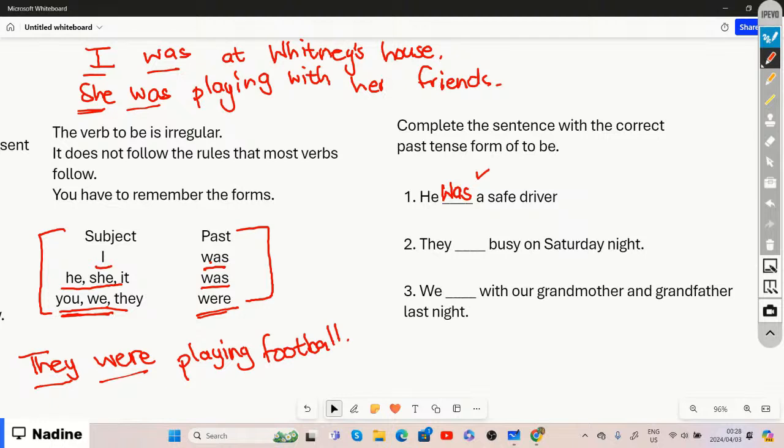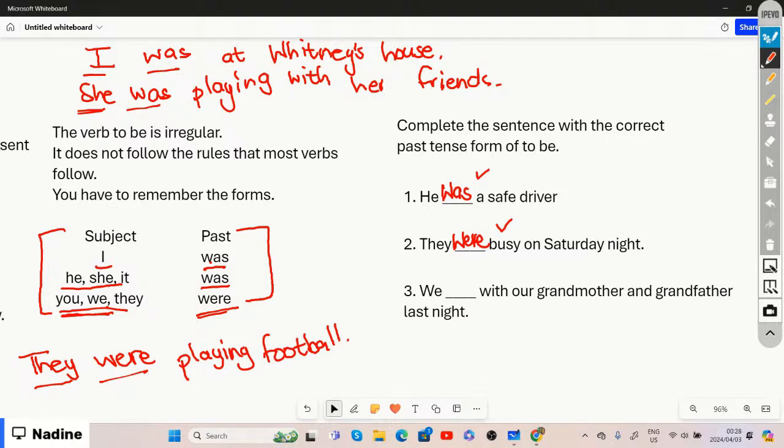All right, and if we choose the correct one, we can say they were. Because we use the word were to refer to more than one person doing something, or we refer to you as doing something. So we can either say they were, or we were, or you were busy on Saturday night. So were is correct. Well done.